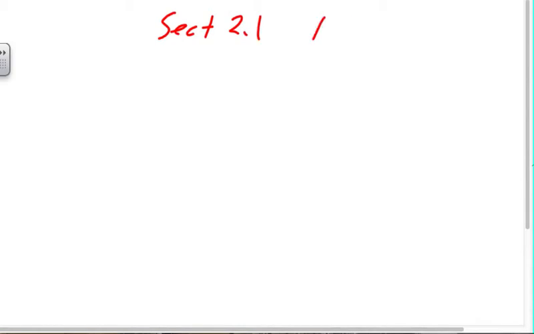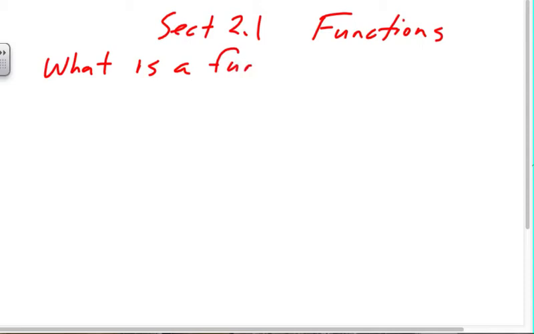We're going to talk about functions. You've seen these a lot before. A lot of this will look very similar. But first, let's talk about what is a function. And you probably heard this before too.